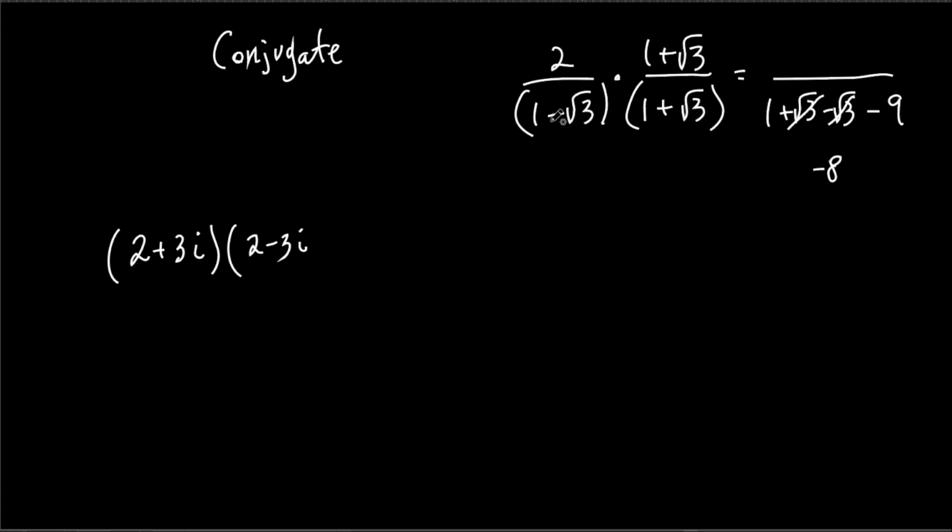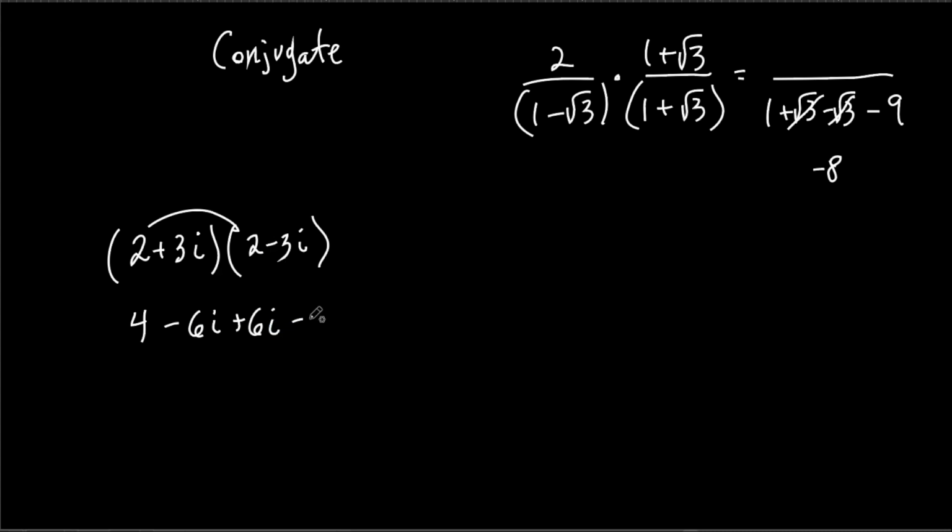This was 1 minus the square root of 3, and this is 1 plus the square root of 3. This is 2 plus 3i, so we change it to 2 minus 3i, and that will get rid of the i. Let's do the FOIL on this and see if it really does get rid of the i. Everybody with me? 2 times 2 is 4. That's the first. The outside is negative 6i. The inside is positive 6i. That's going to go to 0.